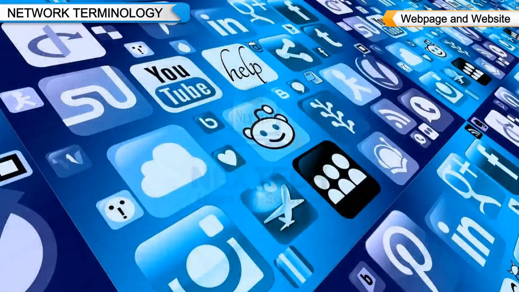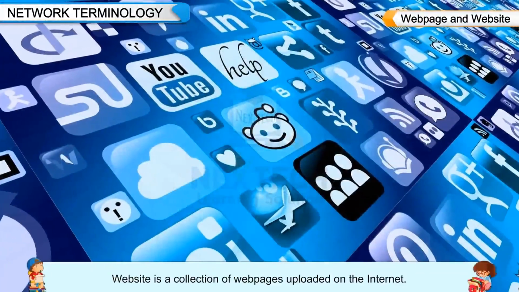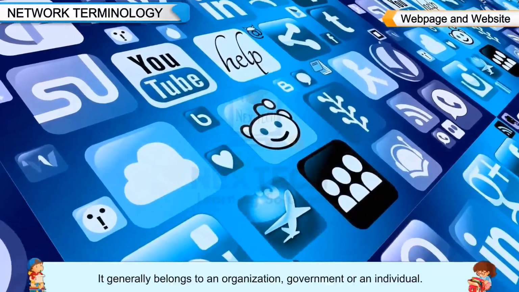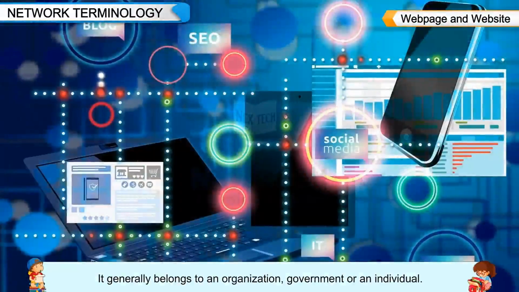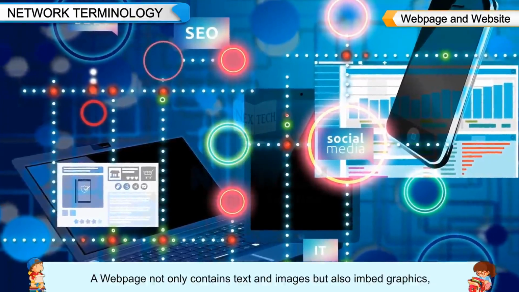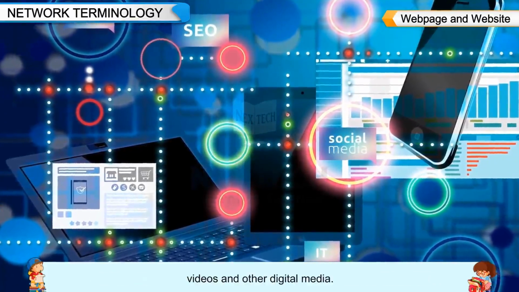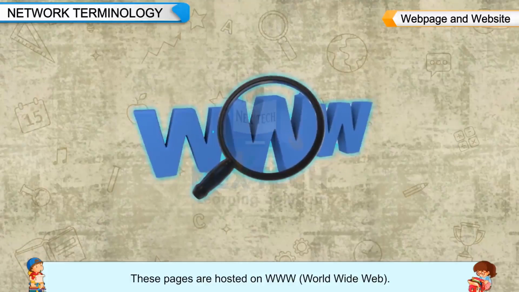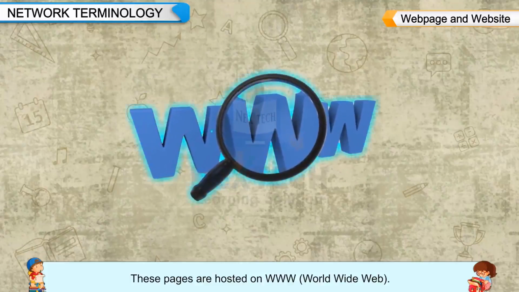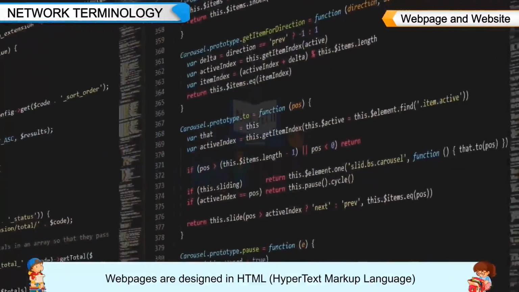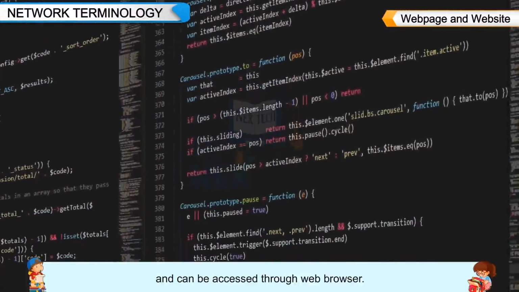Web page and website. A website is a collection of web pages uploaded on the internet. It generally belongs to an organization, government, or an individual. A web page not only contains text and images but also embeds graphics, videos, and other digital media. These pages are hosted on www, World Wide Web. Web pages are designed in HTML, Hypertext Markup Language, and can be accessed through a web browser.